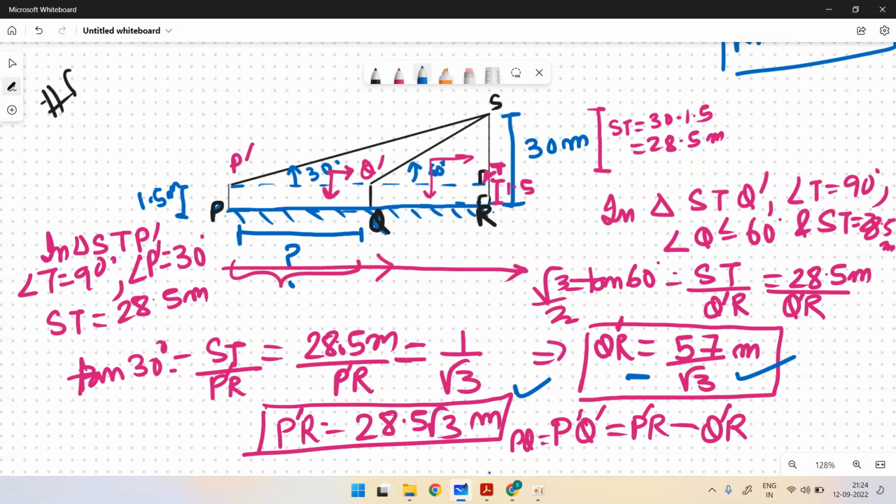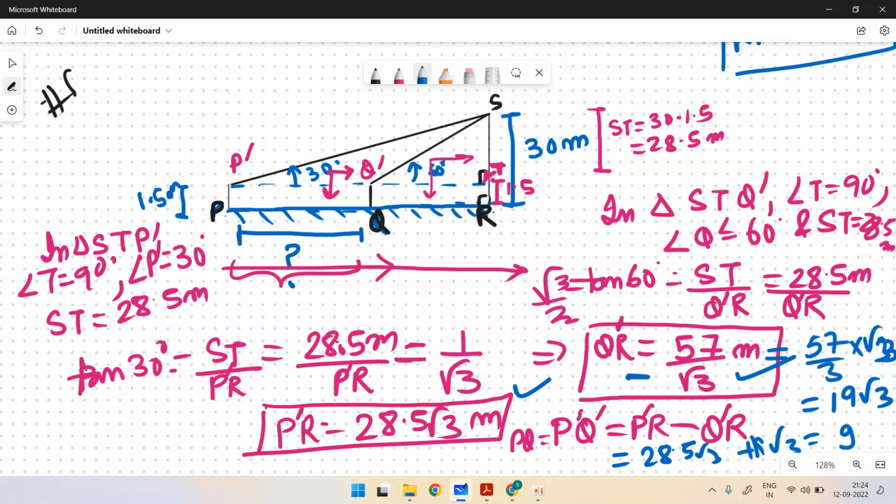If you write this, it is 57 by 3 into root 3 which is 19 root 3. So from here you can calculate that P dash R is 28.5 root 3 minus 19 root 3, which is 9.5 root 3 meters.